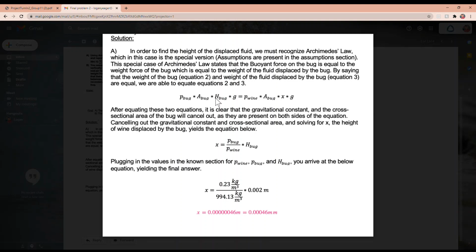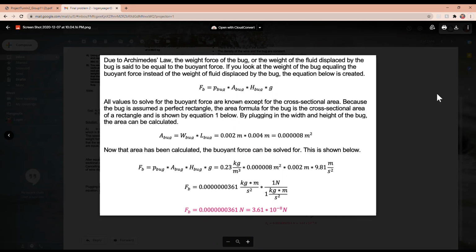set the weight force equal to the buoyancy force as seen here. Then, dividing and simplifying, we can find that the depth at which it's submerged is equal to the ratio between the density of the bug and the density of the wine times the height of the bug. All of this considered, it simplifies down to this. Now, because we know the depth at which it's submerged, we can use the cross-sectional area times that depth times the density of the liquid to find the buoyancy force here.